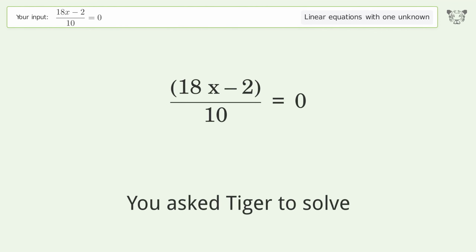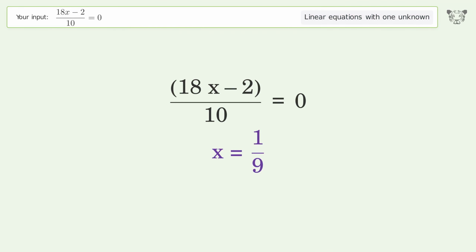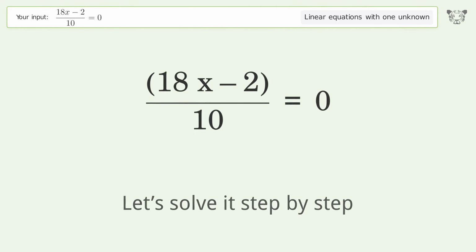You ask Tiger to solve. This deals with linear equations with one unknown. The final result is x equals 1/9. Let's solve it step by step.